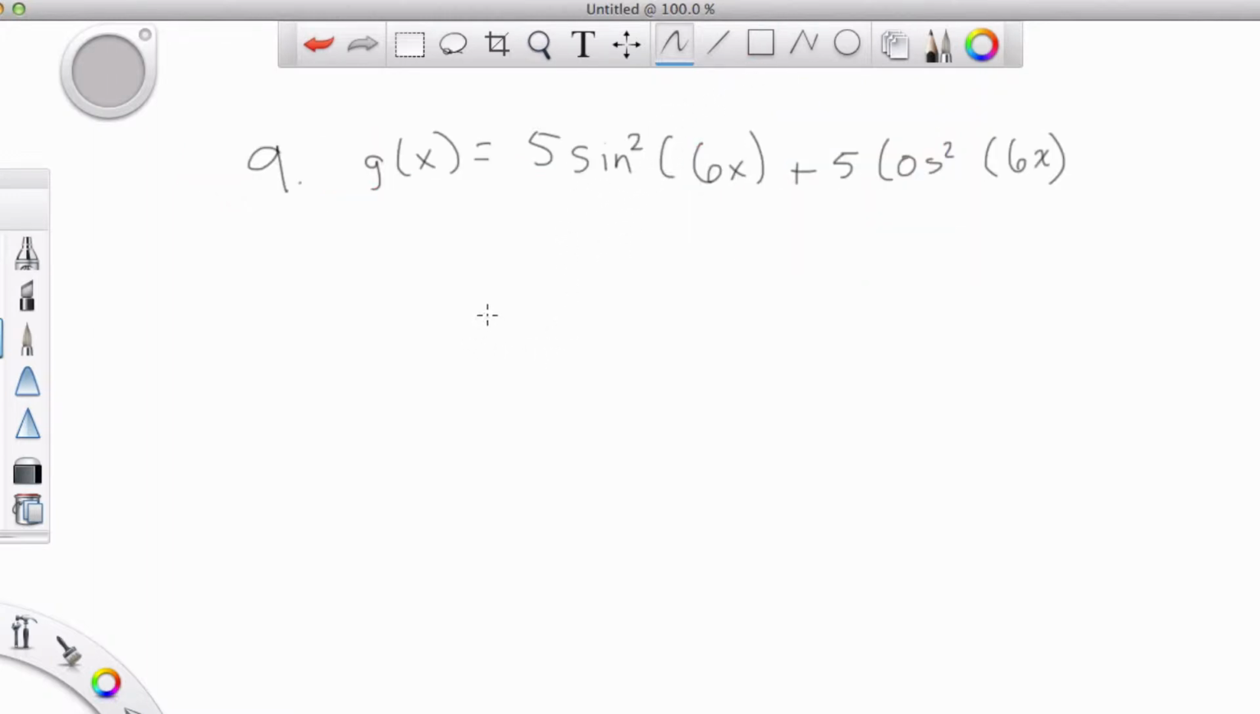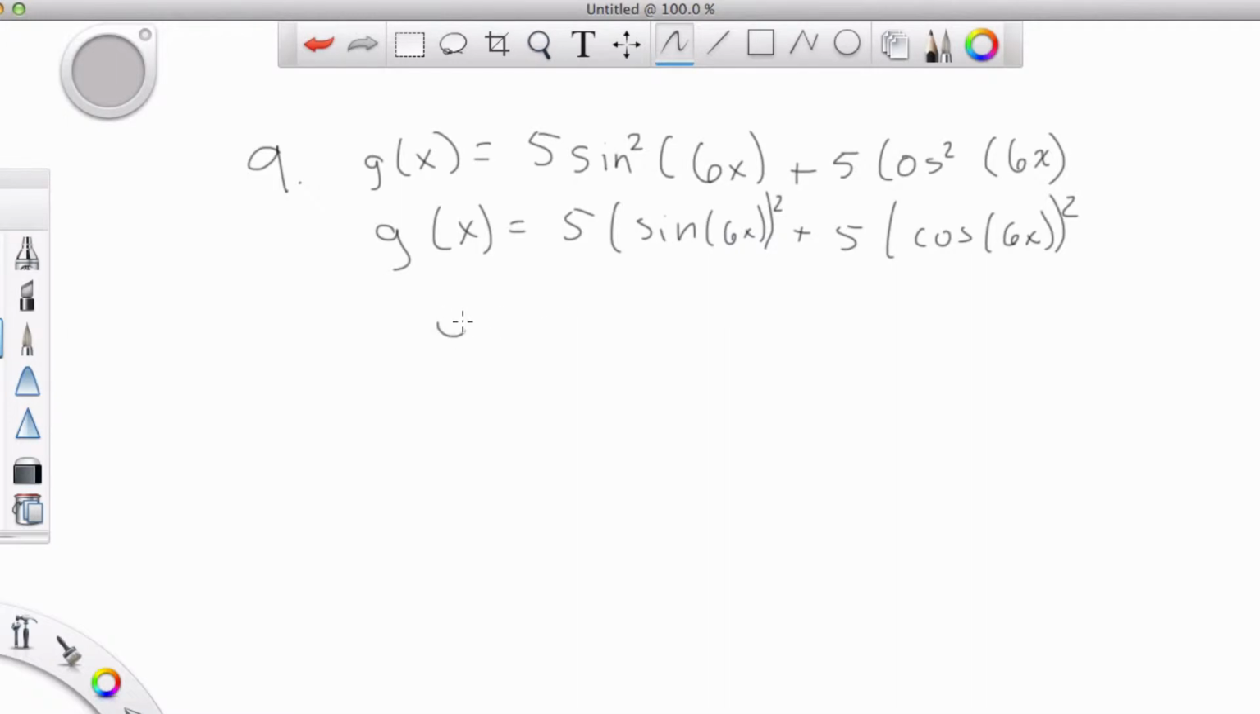Okay, this is number 9, and in number 9, you're trying to take the derivative of g of x. So you need to rewrite g of x. That's probably the first best thing to do. So it's going to be 5 times sine of 6x quantity squared plus 5 times cosine of 6x quantity squared. So now you can use the power rule in the first of your chain.